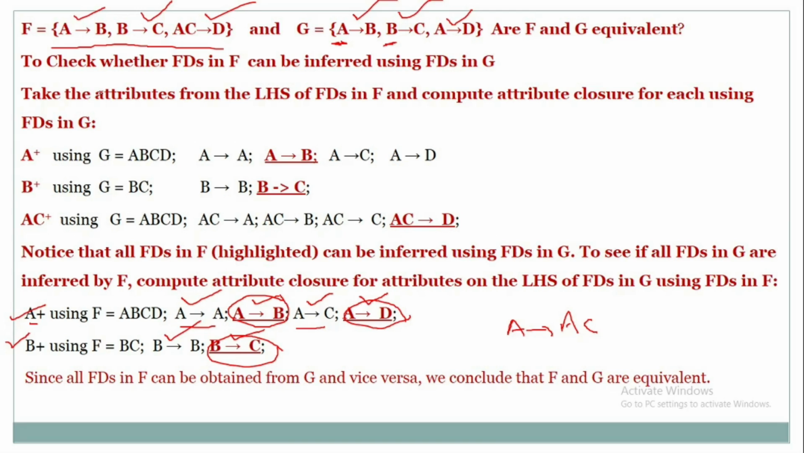Now I can say that both F and G, these sets of functional dependencies, are equivalent, because we checked whether the functional dependencies in F can be inferred using the functional dependencies in G. Yes, we have done it. And using the functional dependencies of G, we inferred the functional dependencies of F. So that's it about equivalence. The two sets of functional dependencies F and G are equivalent.